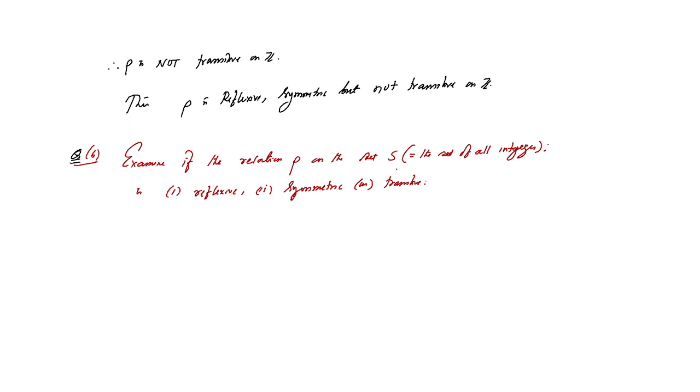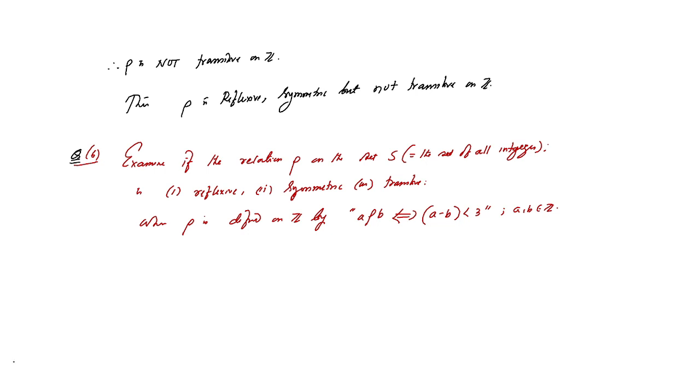So what is the relation? The relation is: examine if rho is defined on Z by A rho B if and only if the absolute value of A minus B is strictly less than 3, where A, B belong to Z. We need to check whether it is reflexive, symmetric or transitive.